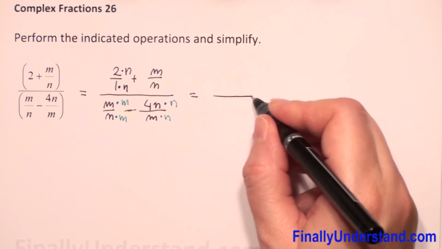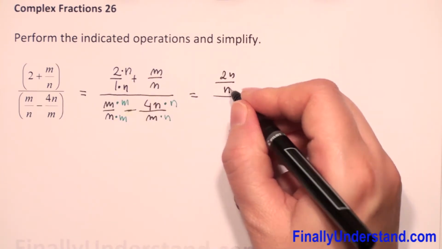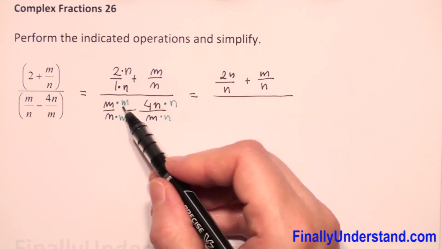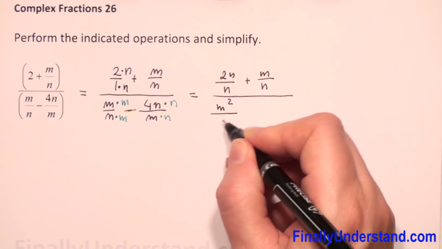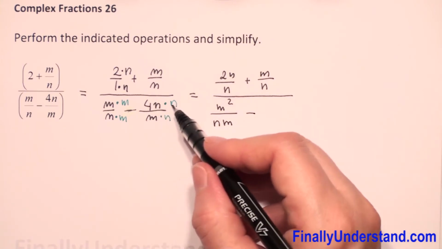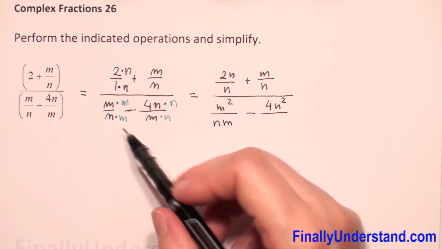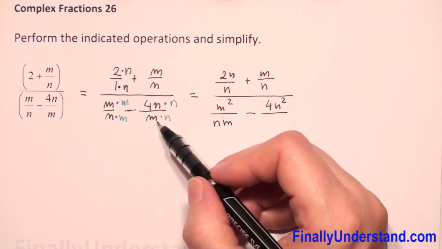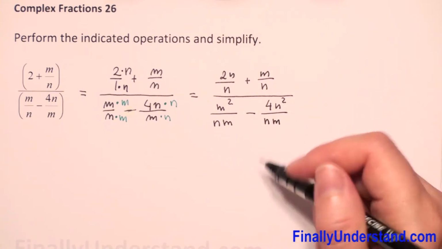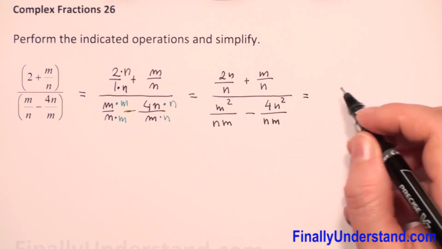So now we will have 2 times n is 2n, 1 times n is n, plus we have m over n. m times m is m squared over mnm. We have minus 4n times n is 4n squared over, I have nm, so I will change mn to nm, because we have multiplication, so we can change the order of variables. So this is equal.